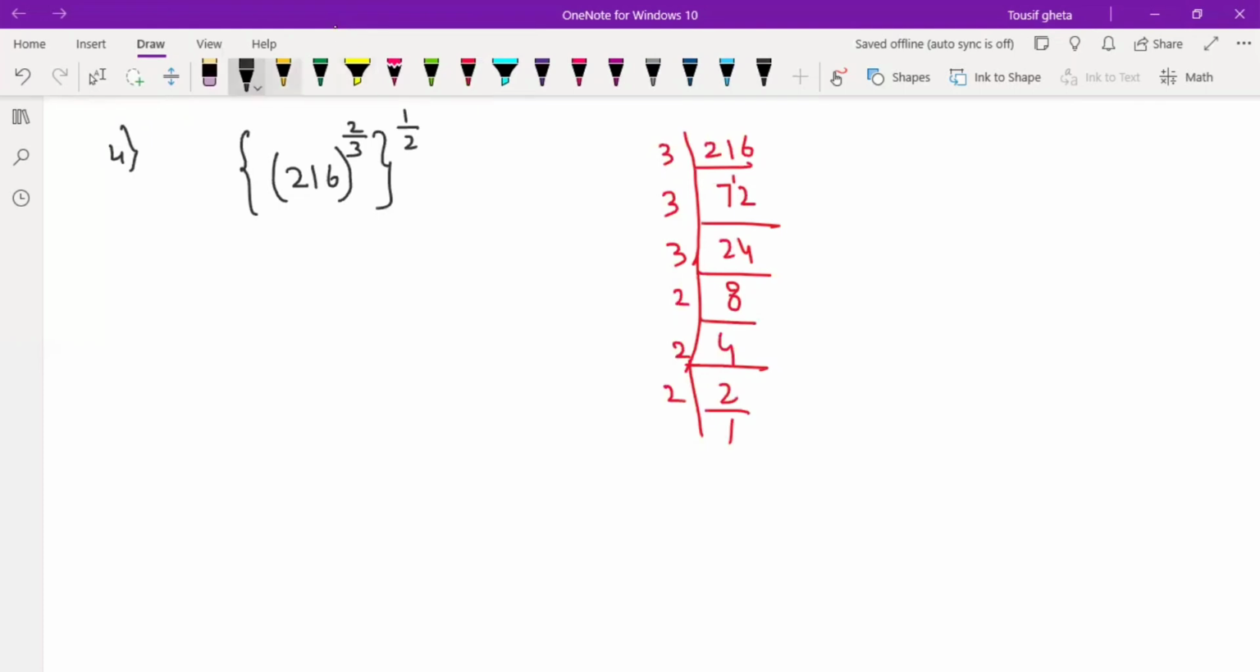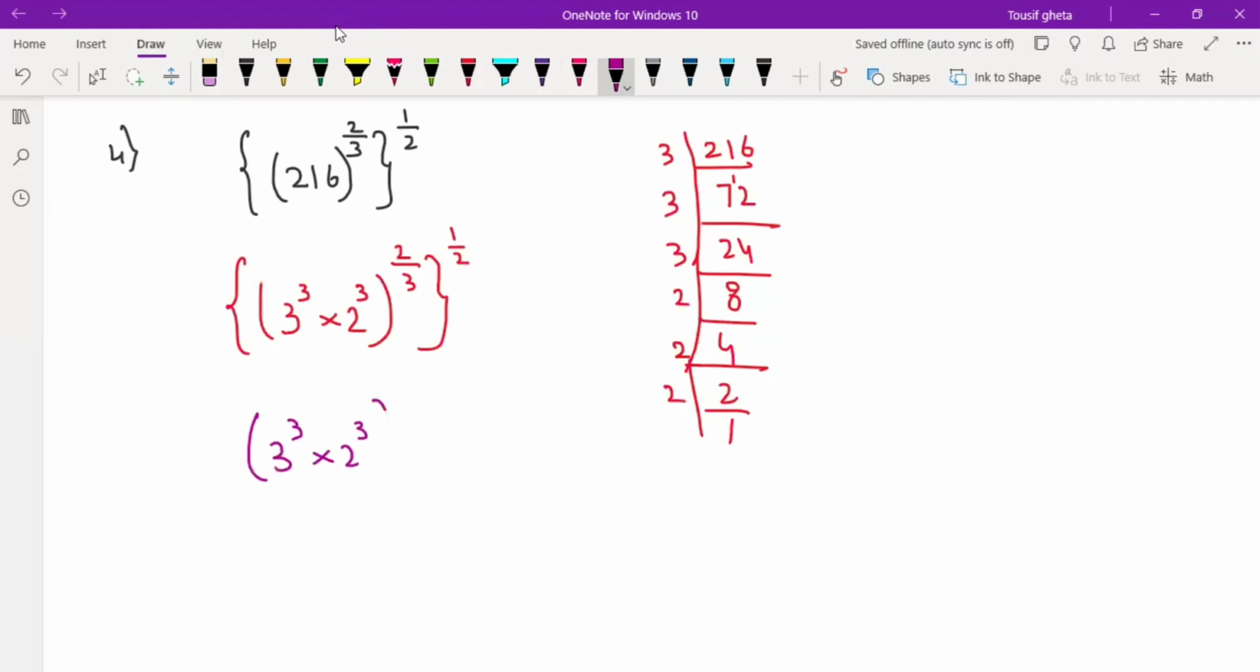So in the place of 216, we're going to write down the two factors, that is 3 cube into 2 cube, okay, and the whole to the power of 2 by 3, curly bracket closed, to the power of 1 by 2. First, we're going to multiply the exterior powers. We write 3 cube into 2 cube as it is, whole to the power of 2 by 3 into 1 by 2.